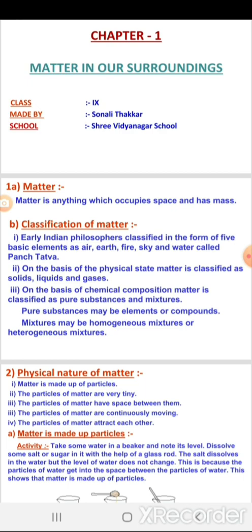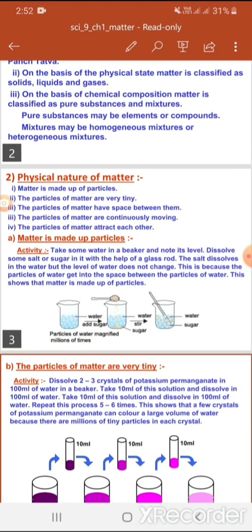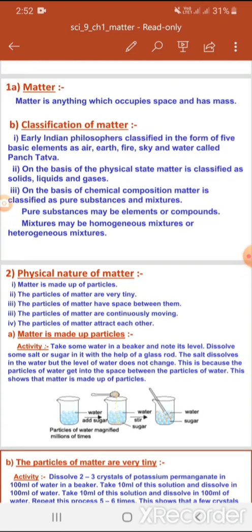What do you mean by matter? What do you understand by matter? So, we can say that matter is anything which occupies space and has mass. That means when you see in your surroundings, if you find anything which occupies space and you can weigh them, that is called matter.